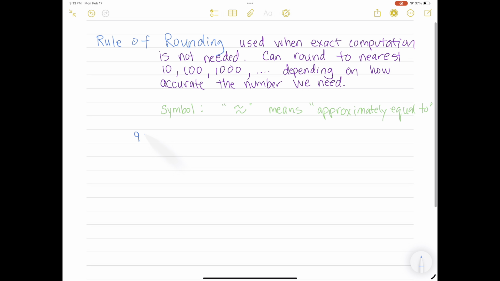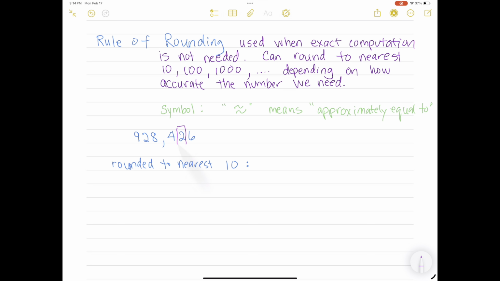If the digit to the right of the digit to be rounded is 5 or more, we round up by increasing the digit to be rounded by 1 and replacing the digits to the right with zeros. If the digit to the right of the digit to be rounded is less than 5, we round down by leaving the digit to be rounded the same and replacing the digits to the right with zeros.